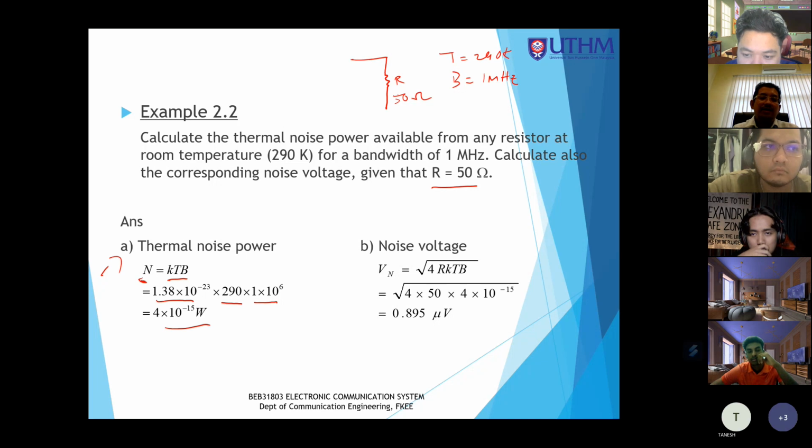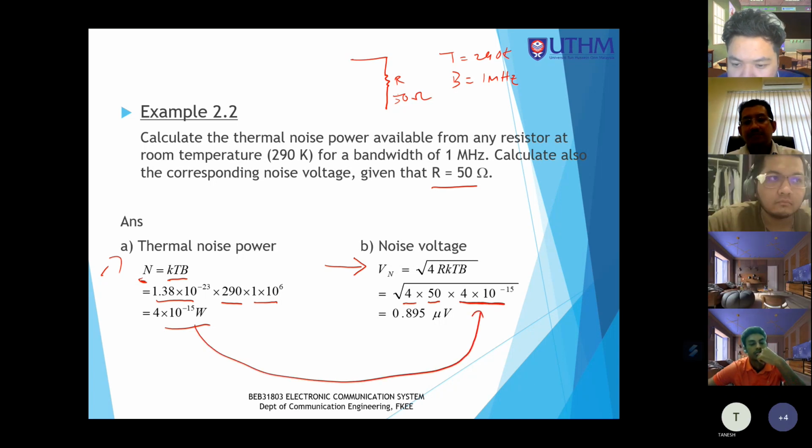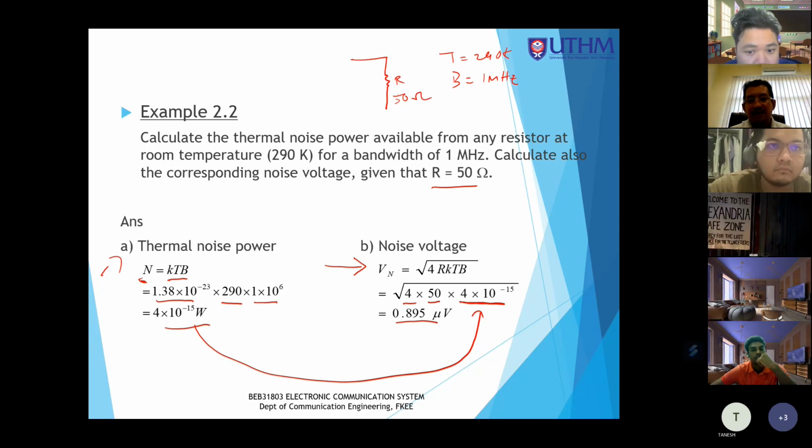Okay, and then the question asks for noise voltage. So noise voltage is equal to square root of 4R KTB. So square root 4 times R 50 ohm, given in the question, and then multiplied with KTB. So KTB kita telah peroleh dari sini. Okay. So we're going to get here 0.895 microvolt. So ini you boleh try guna calculator.